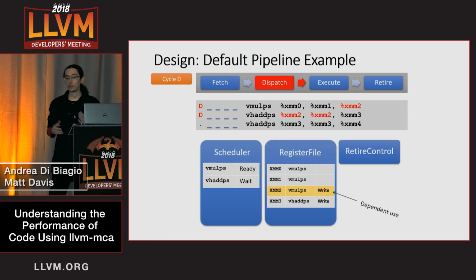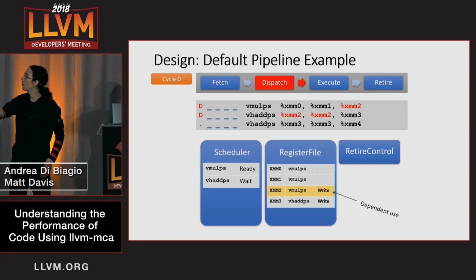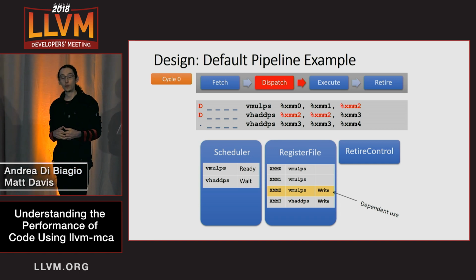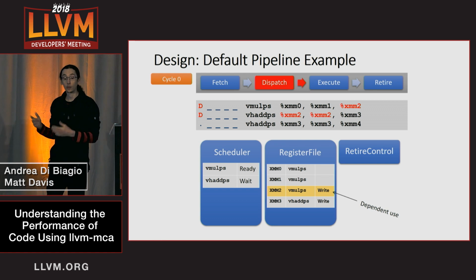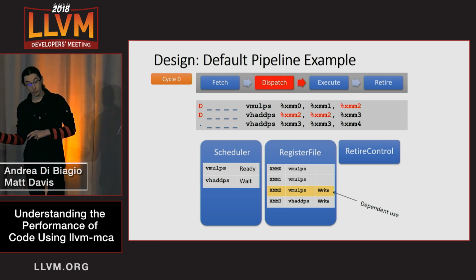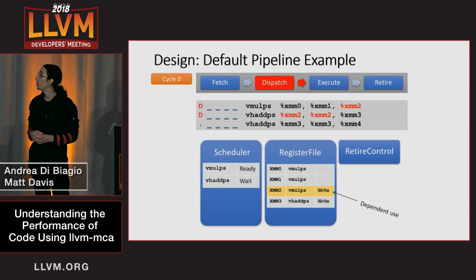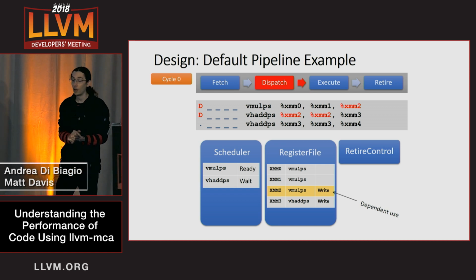So you can see here in cycle 0, you'll notice that there are 2 capital Ds there in that middle box. And that just means that because we are simulating a Jaguar CPU, which has a dispatch width of 2, we were able to dispatch those first 2 instructions in the example. So the multiply and the horizontal add.